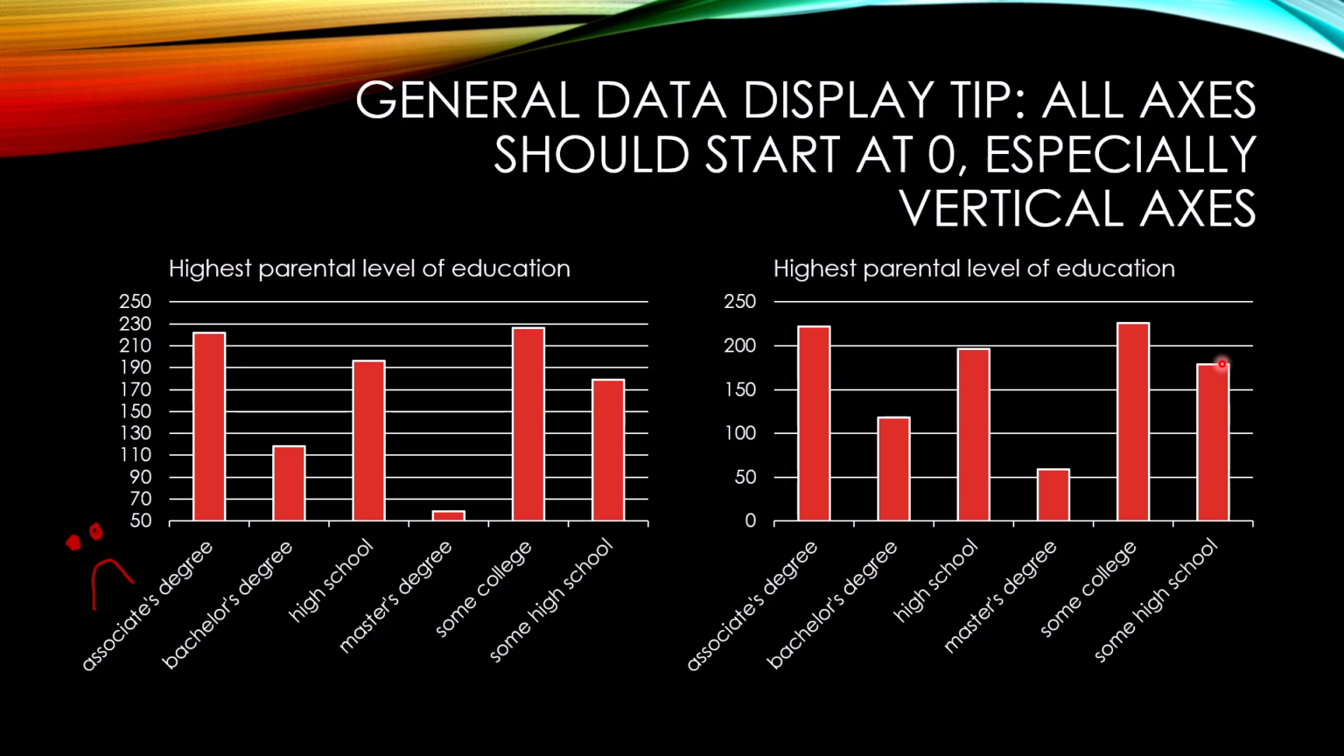This is often done to make differences appear larger. So notice on this graph, the some high school is pretty close to some of the other high ones, but that difference is made to appear larger with the skewed scale.